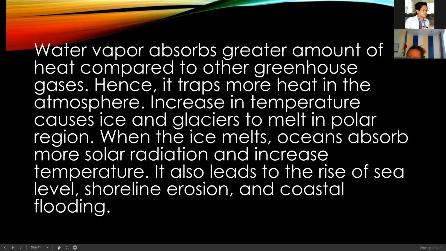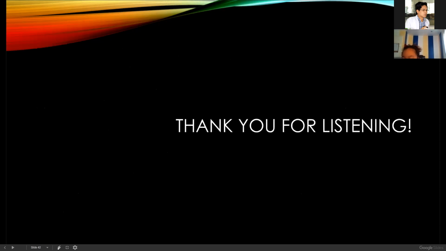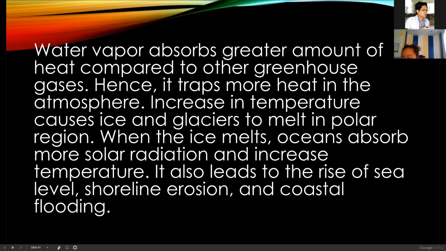It also leads to the rise of sea level, shoreline erosion, and coastal flooding. So, if there is more water, from the melting of the ice in the polar region, what do you think will happen to the organisms living in the ocean? MD?